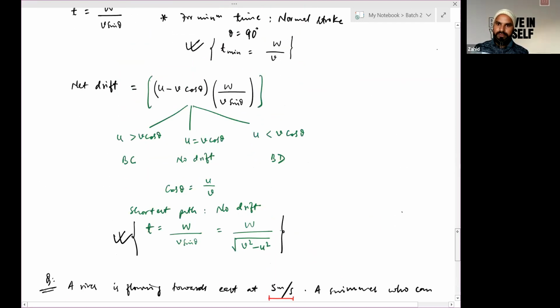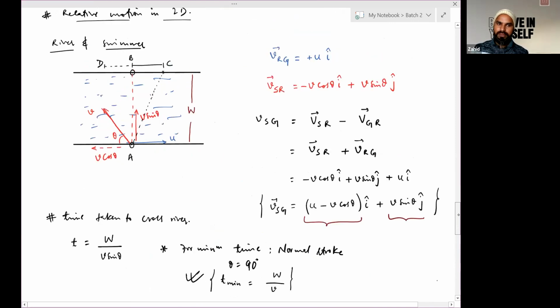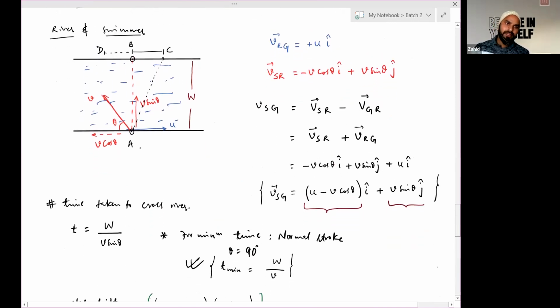I'm defining with this diagram. Since we have calculated this theta, but we have to find this angle from this point to this point. So it will be 180 minus theta with respect to flow of river. Okay.